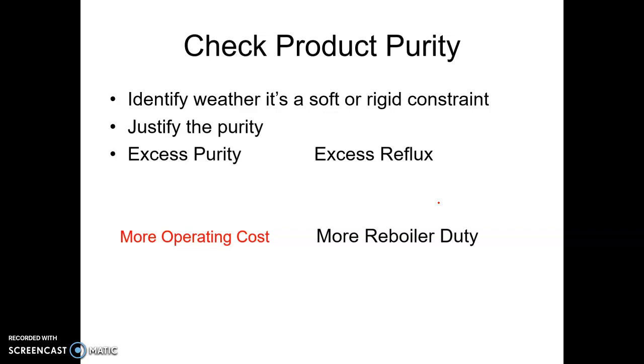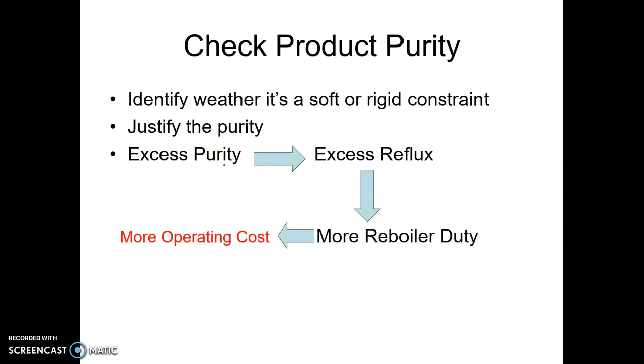And if you provide excess reflux, it means more reboiler duty, and more reboiler duty means more condenser duty, and hence more operating cost. So if I go the other way around, if I want to reduce the operating cost, I can reduce the reboiler duty. That can be reduced by reducing excess reflux, and that can be reduced by reducing excess purity. So whatever is demanded, 95%, provide 95%.